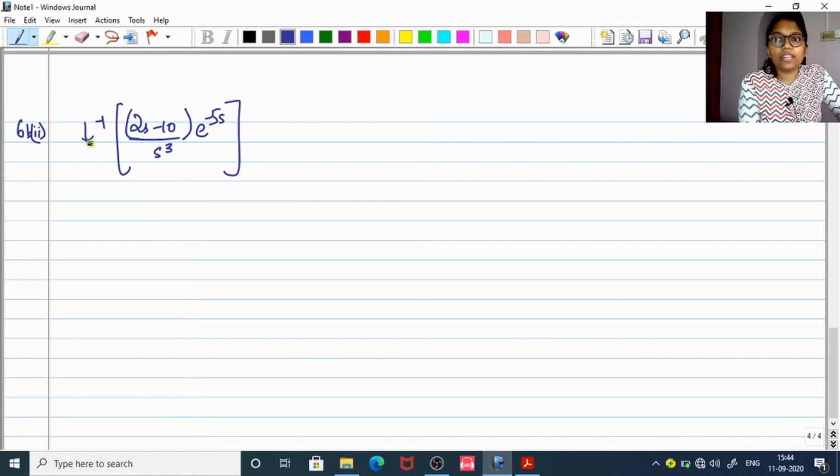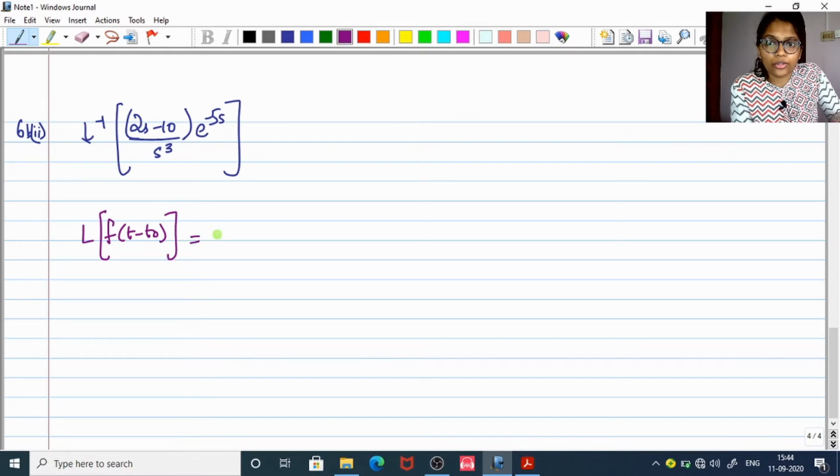So you have to find the inverse Laplace of this particular function, and you can see here exponential is combined with the function, but the function is in s terms, isn't it? This is a Laplace function. So you have to go for the time shifting property: Laplace of f of t minus t0 is equal to e raised to minus s t0 Laplace of f of t.